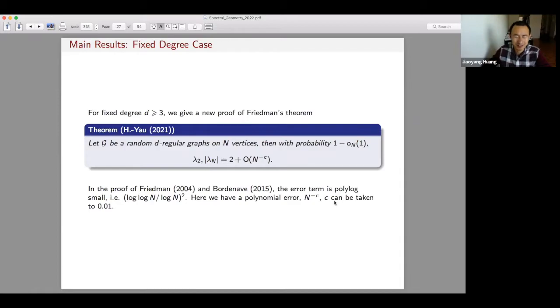But unfortunately, we can only take c to be pretty small, say 0.01. If the conjecture, the eigenvalue conjecture, is true, then we do expect this c to be 2/3. So there is still a large gap between n to the minus 0.01 and n to the minus 2/3. So those are the results for random regular graphs where D is fixed. So far, any other questions?